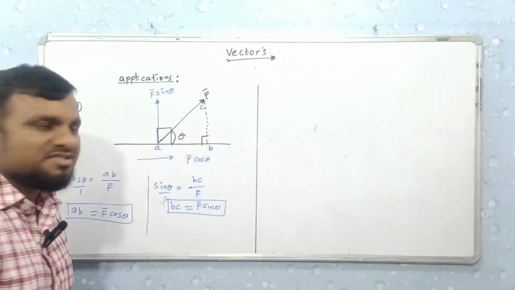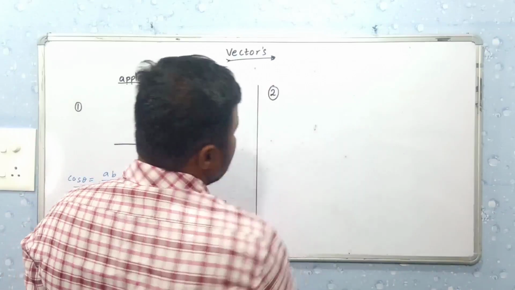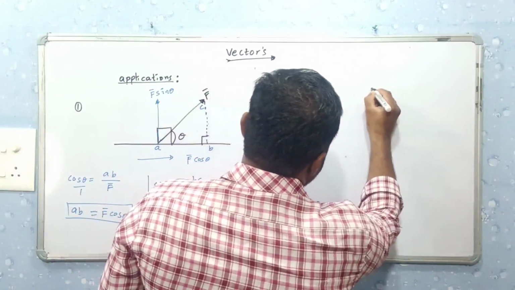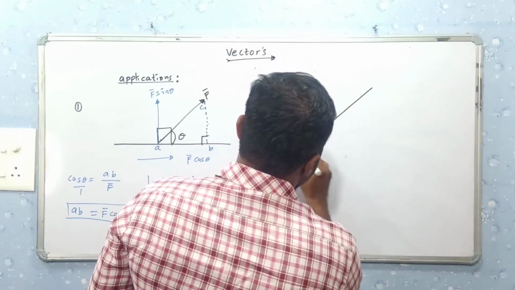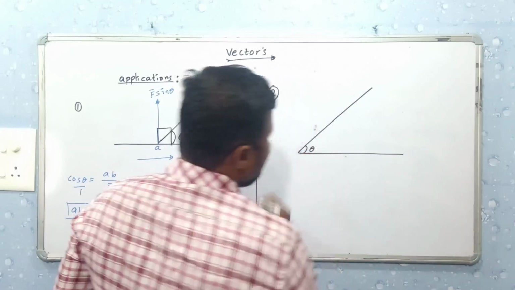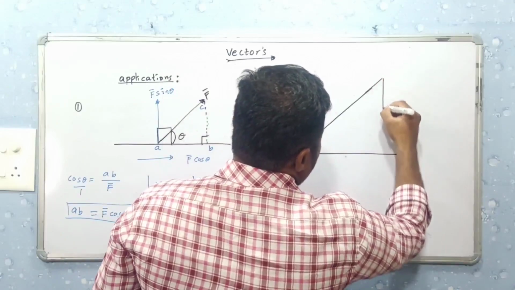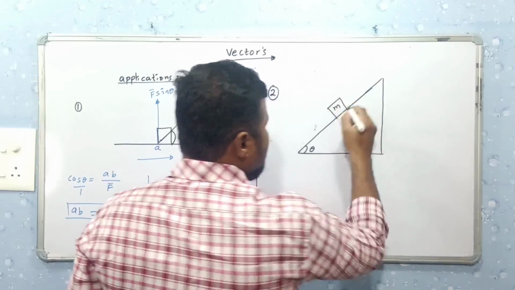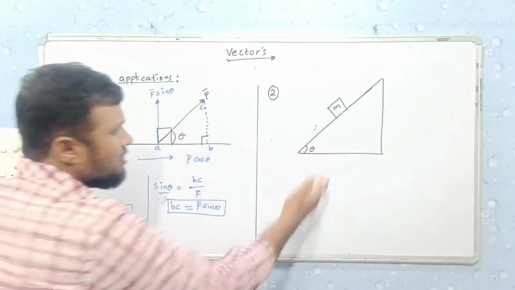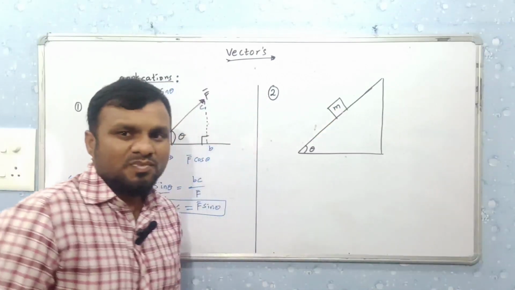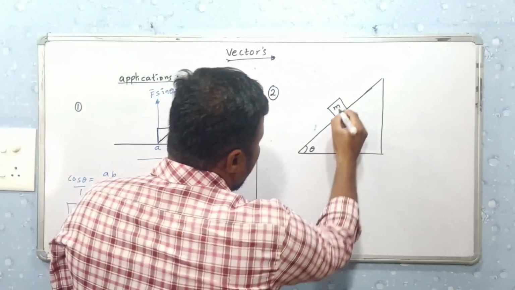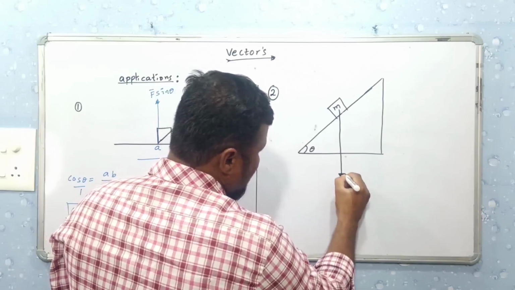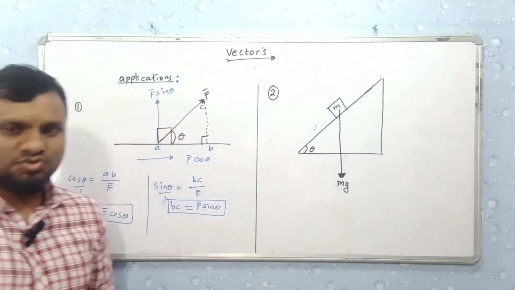Now consider another situation. Situation 2. Now we have a given inclined plane. There is an inclined plane making an angle theta with a horizontal. On the plane, a block of mass m is kept. We know weight always acts vertically downward. So like this, weight mg acts downward. In this situation, I want to split weight mg into two components.